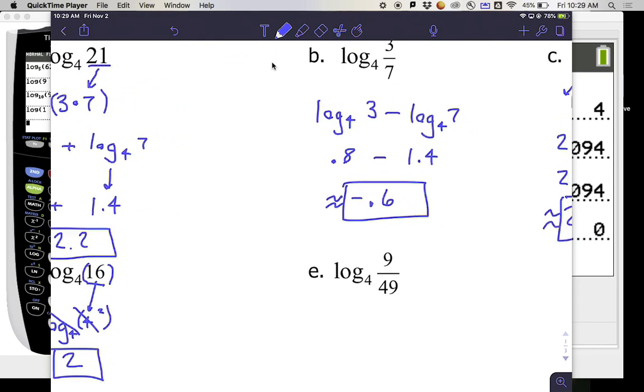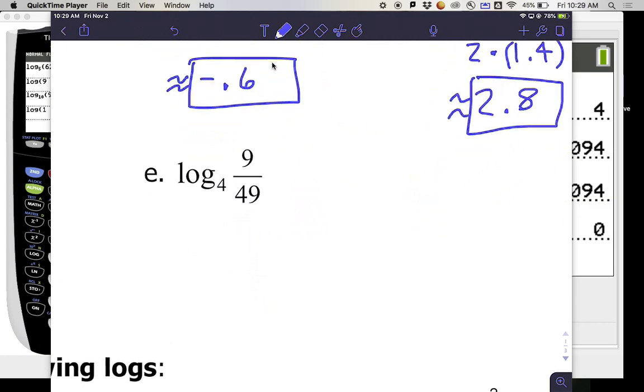Okay, now this last one's kind of doing a bunch of things. You've got division, obviously. And then also with this here, I'm going to write this 9 right there as 3 squared, and then the 49, I'm going to write as 7 squared. So we're going to go log base 4 of 3 squared and 7 squared. That's the same exact thing as 9 and 49.